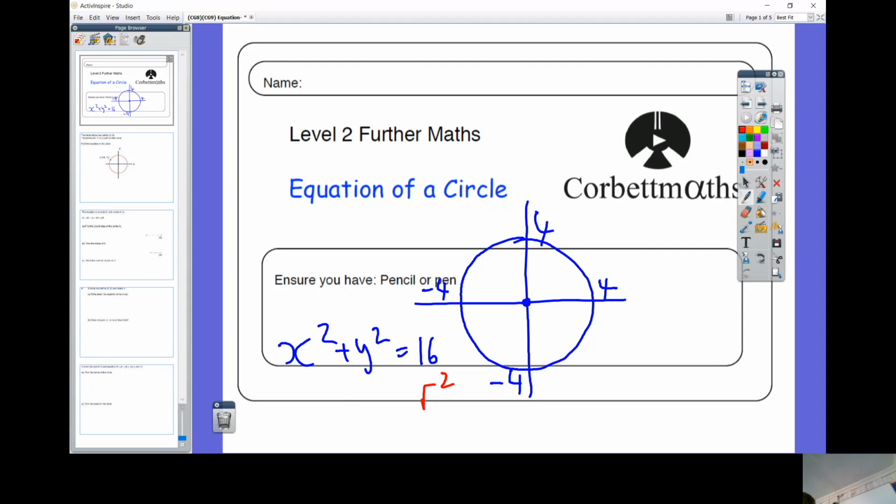Occasionally it crops up in simultaneous equations. You might have to draw it, and then there'll be a line across it. You have to estimate the solutions or something.